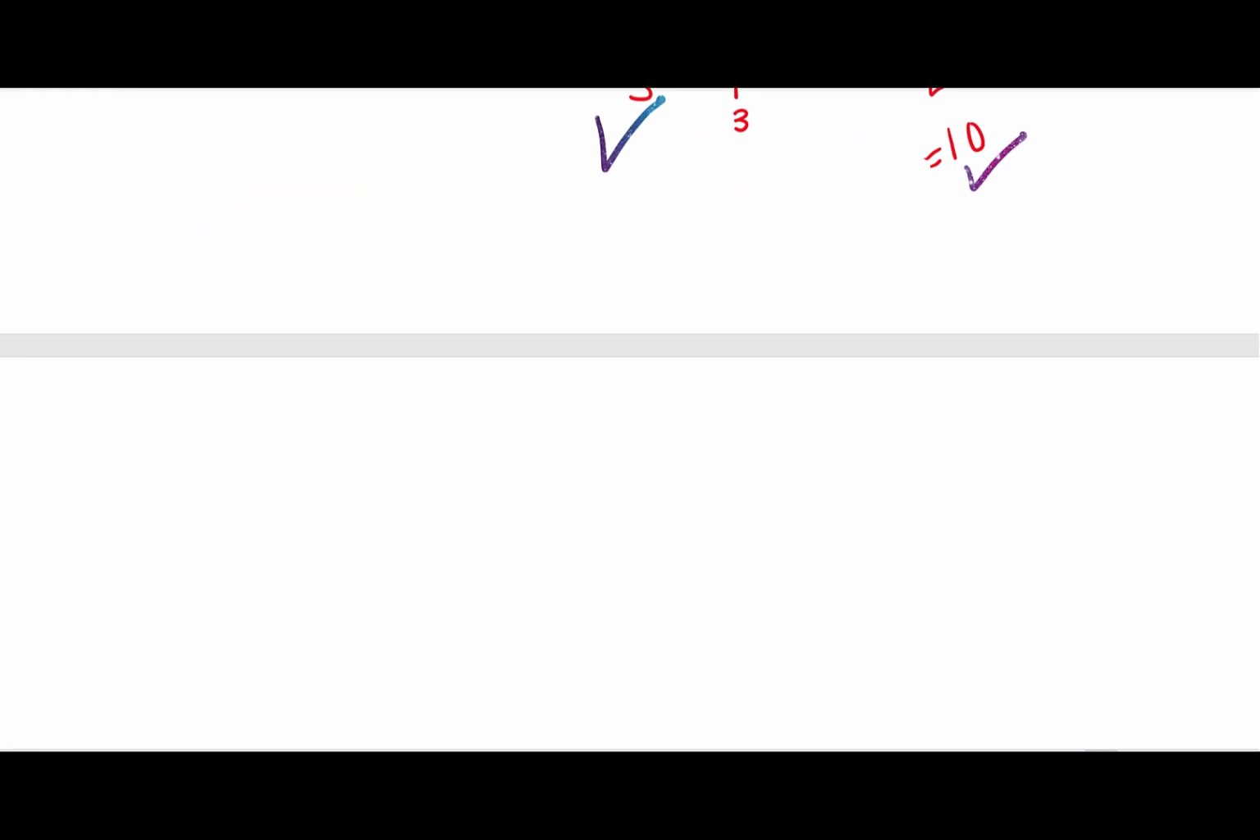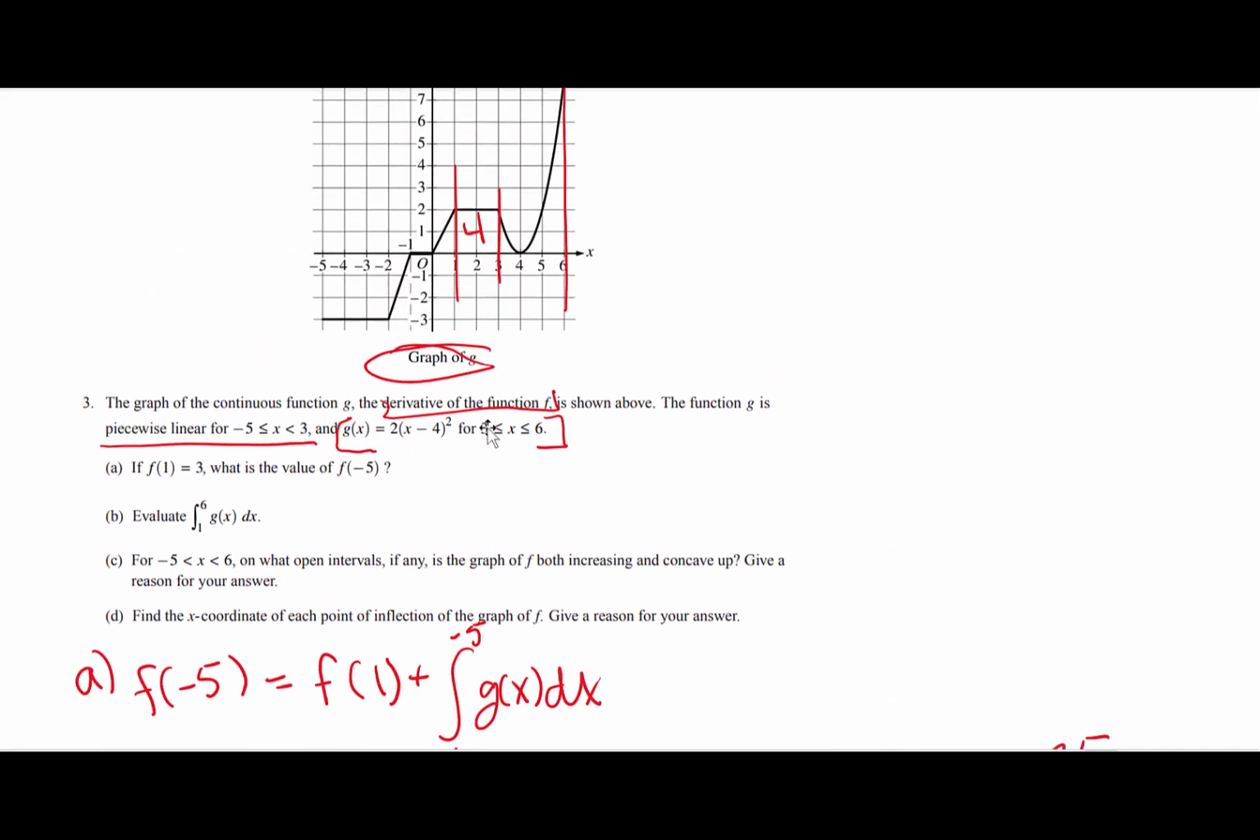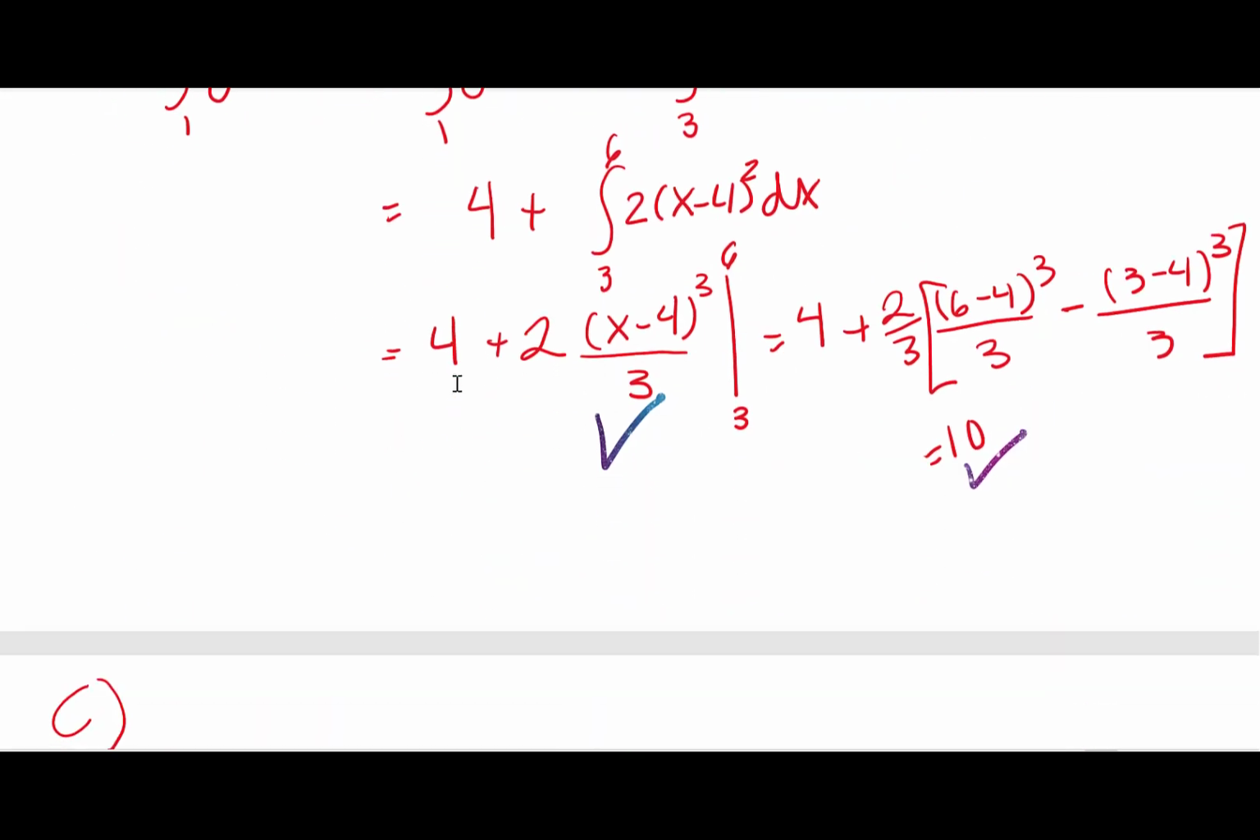Okay. So for C, what is C asking us? For C, for -5 to 6, on what open intervals, if any, is the graph of f both increasing and concave up? Now remember, g is the same thing as f prime. So if we want it to be increasing, remember I taught you to write the reason first. So if we would want it increasing, that would mean that g of x is positive.